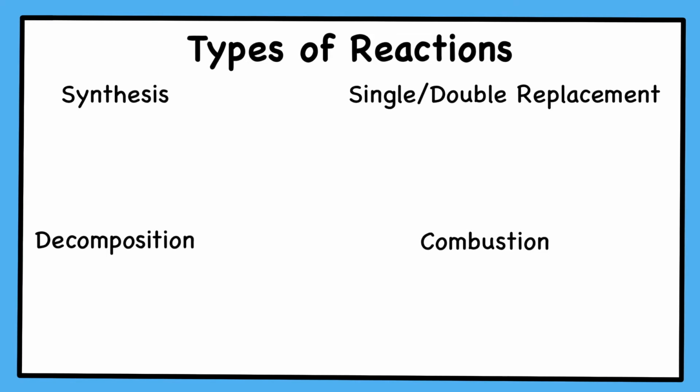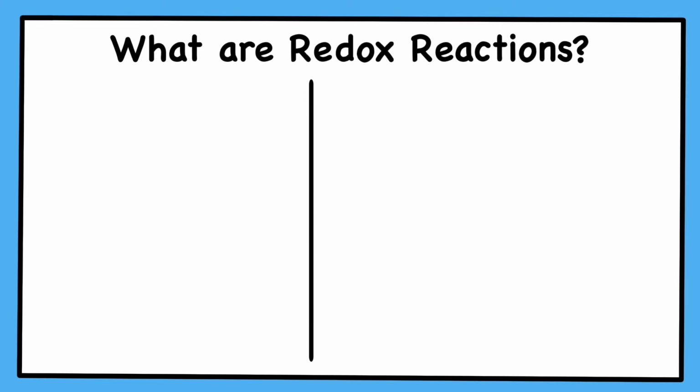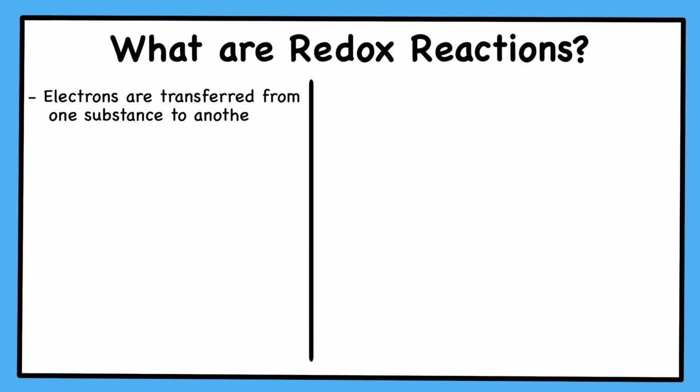Today we are going to go farther into types of chemical reactions and introduce to you the concept of redox reactions. Redox reactions occur when electrons are transferred from one substance to another. Redox is short for oxidation-reduction reactions. We will go further into those words in a minute, but for now, let's look into the burning of magnesium in air, which is a combustion reaction involving the transfer of electrons.